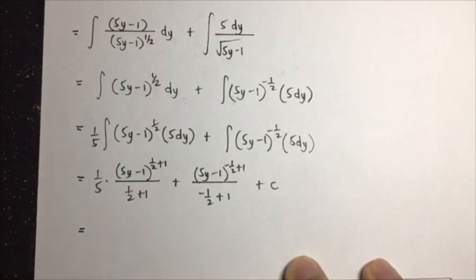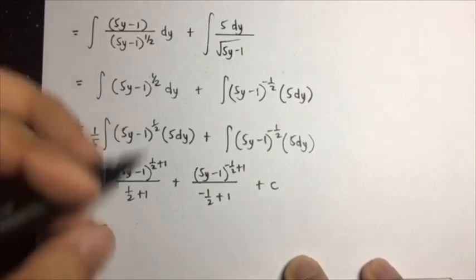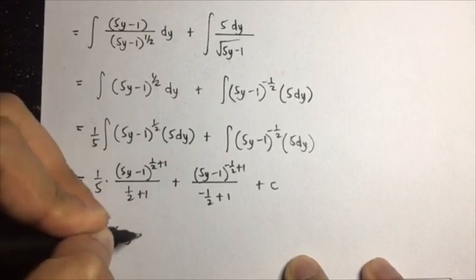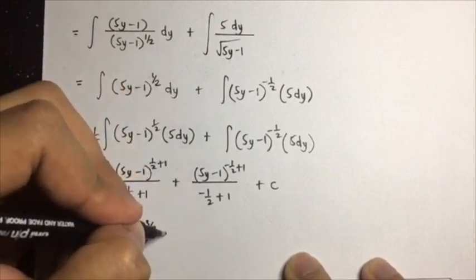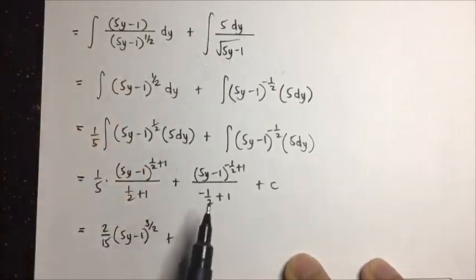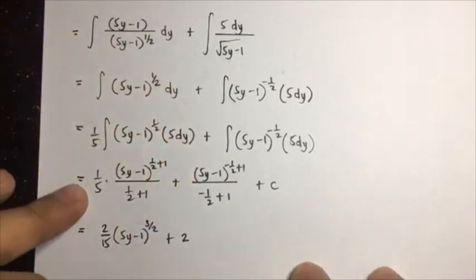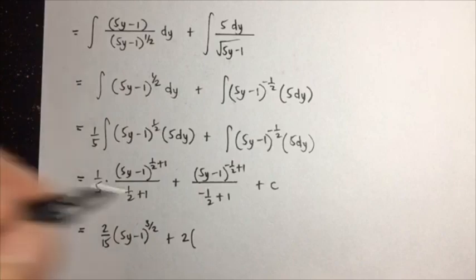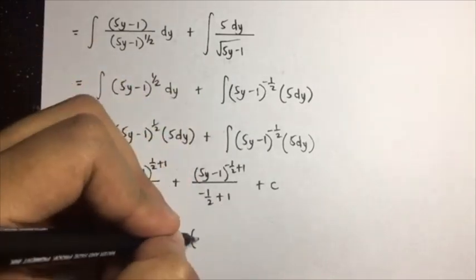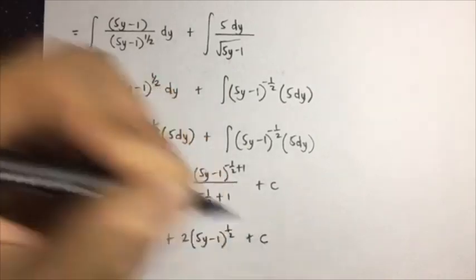Okay, so simplifying, we have 1/5 divided by this, which will become 3/2, so we will have 2 over 15. So 2 over 15 times (5y minus 1) raised to 3/2, plus, over 1/2, so 1 over 1/2, that is 2, right? So 2 times (5y minus 1) raised to 1/2 plus c.